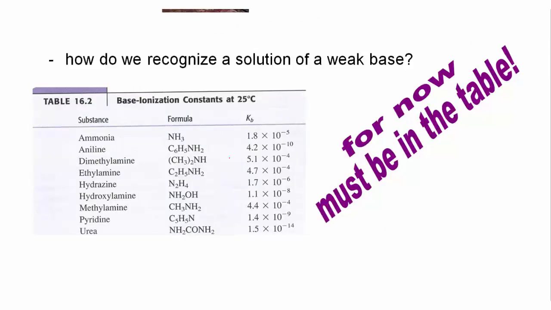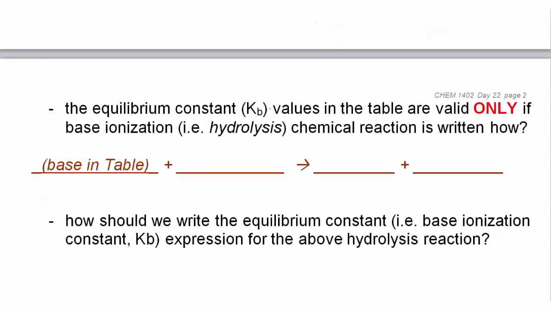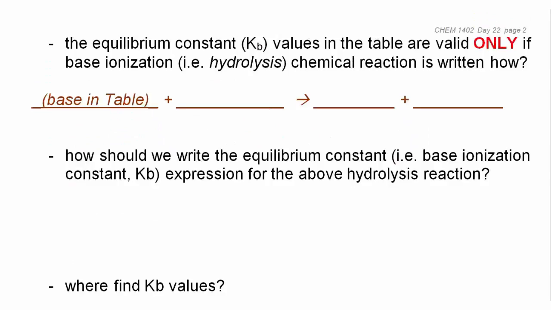For today's work, our weak bases are always going to come from this table. Here are their chemical formulas and their equilibrium constants. But notice there's a little subscript there, so we're going to have to write these base ionization reactions in a certain way. These equilibrium constants, the Kb values in the table, are listed, but you have to write this hydrolysis reaction, the base in the table reacting with water, this way. Otherwise these Kb values aren't any good.